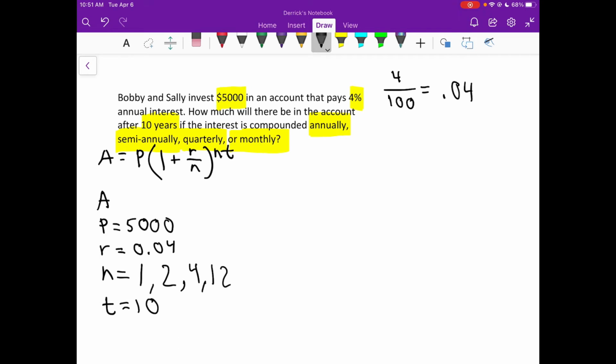So we've got 4 separate problems we can answer here. We'll start with doing it annually, so when N is 1. If I fill out the formula, I would have $5,000 times 1 plus our rate of 0.04 divided by our N value of 1 this time, to the power of, again, our N value of 1 for this time, times our T of 10.